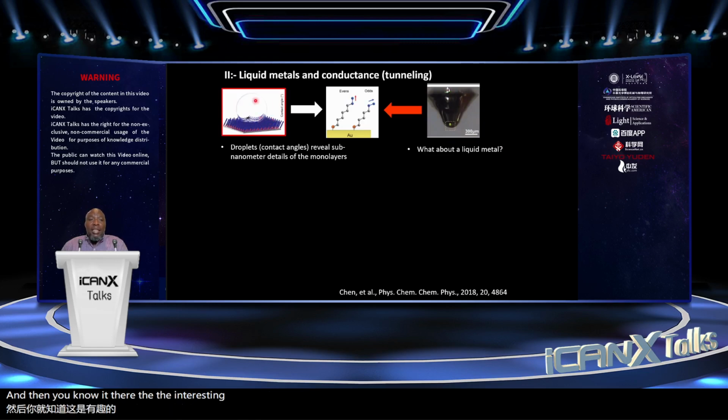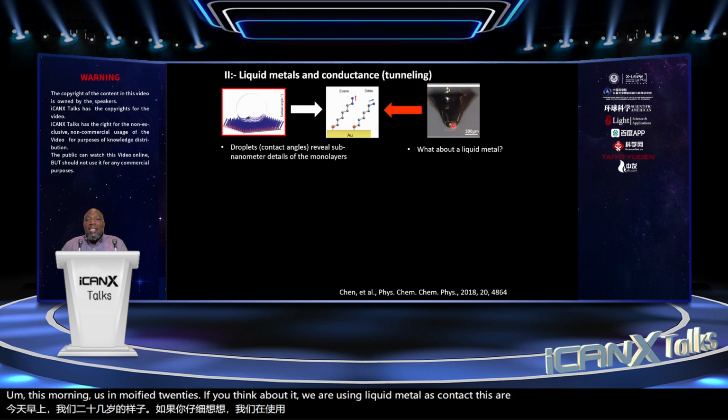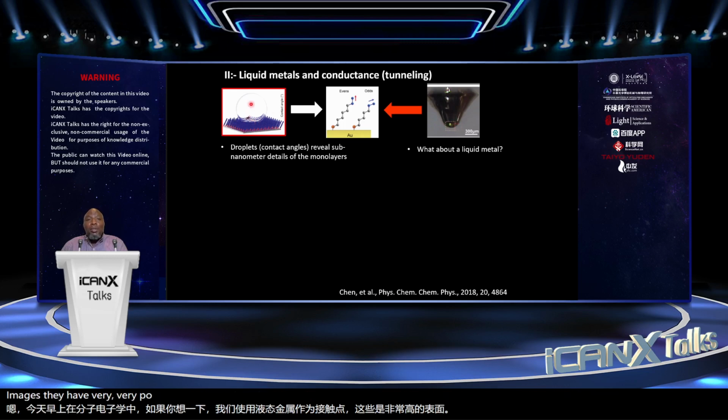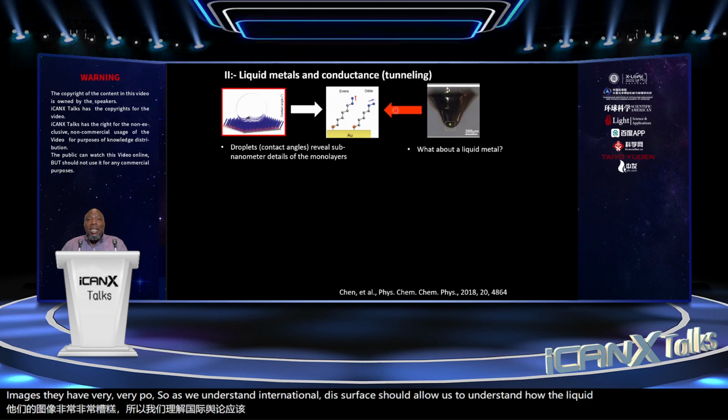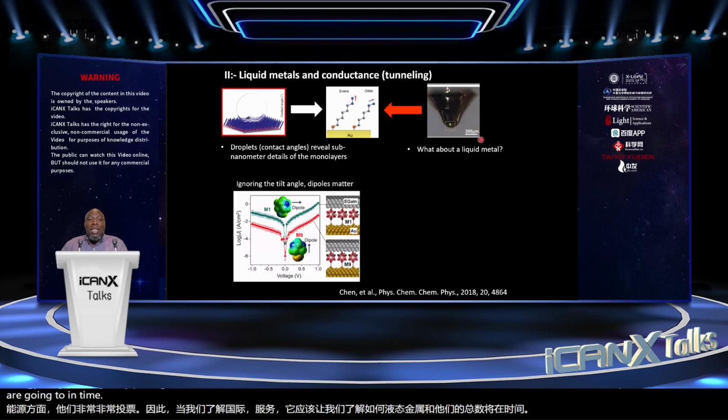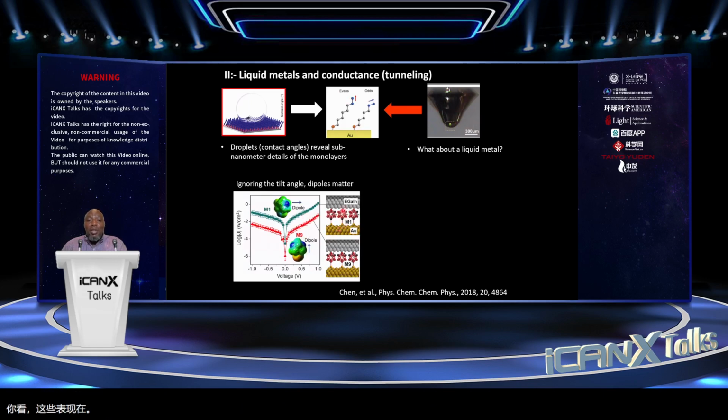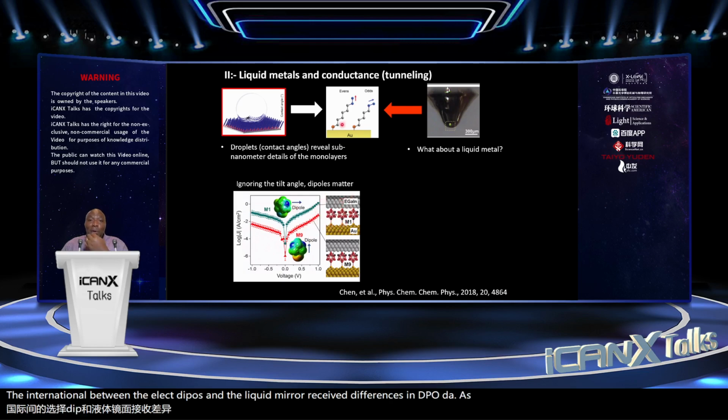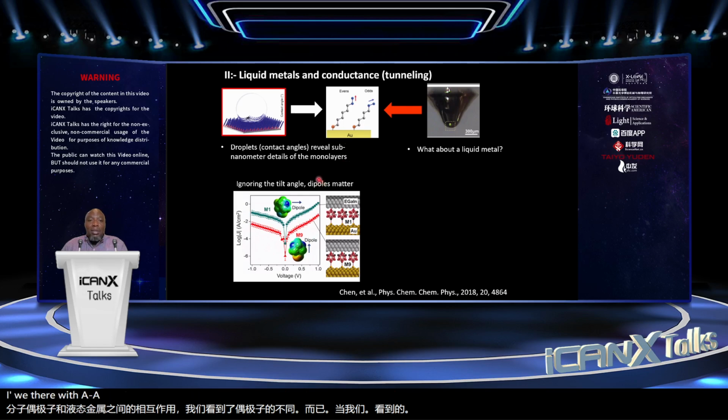And then the interesting thing is, why do we care about these droplets? Well, what I told you was the use of these monomers in molecular electronics. If you think about it, we are using liquid metal as contact. These have very high surface energy. They are very, very polar. So as we understand the interaction of the surface, it should allow us to understand how the liquid metals and the SAMs are going to interact. And we see this manifest in terms of the interaction between the molecular dipoles and the liquid metal, and we see differences in dipole, just as we saw with the contact angles.